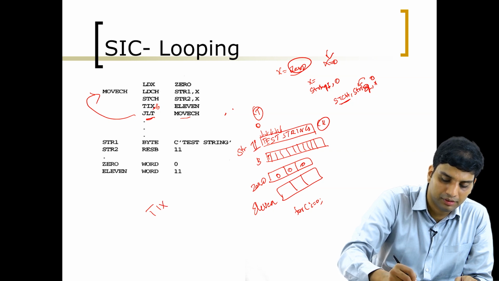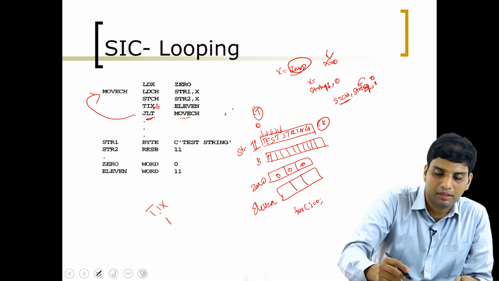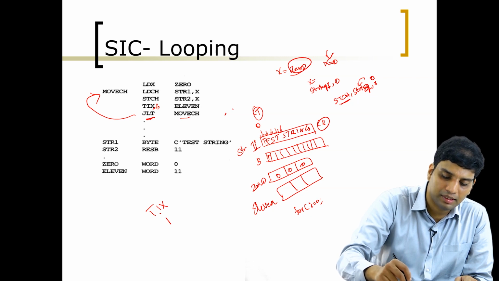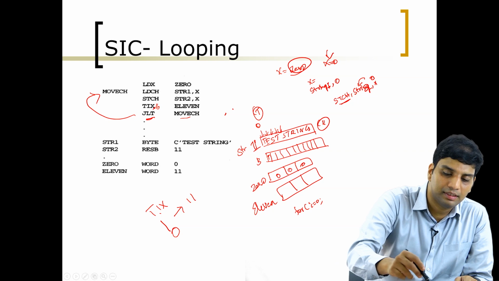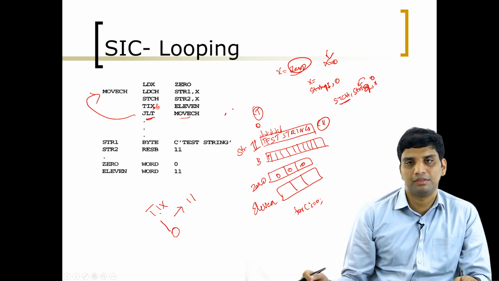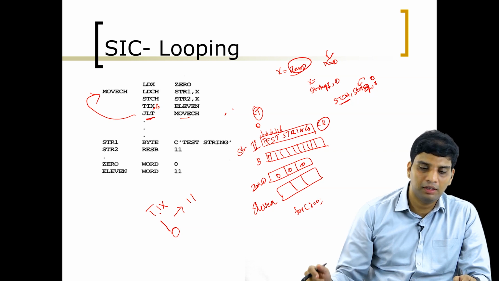So TAX, the first one, increments the value. Initially x is 0, and when it is incremented it becomes 1. In the next line, 1 is compared with 11. When you compare 1 and 11, it is less than. When it is less than, you have to move to CH. Clear? Now the value of x is 1.